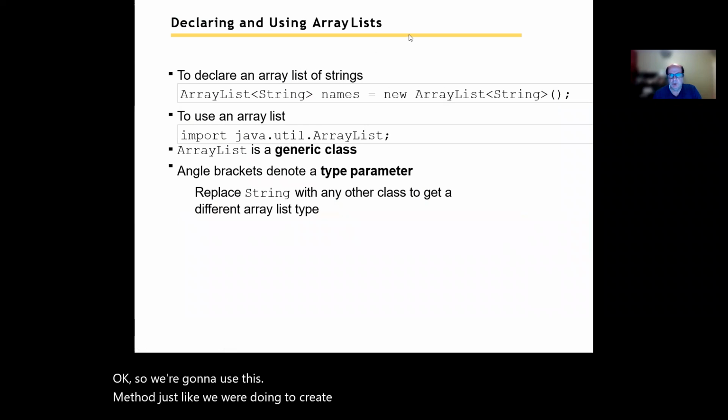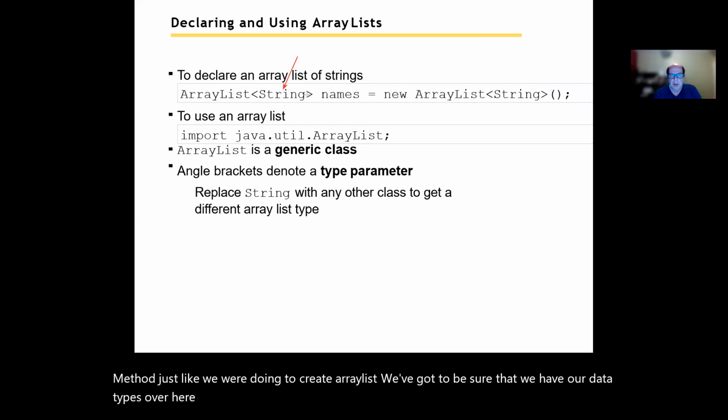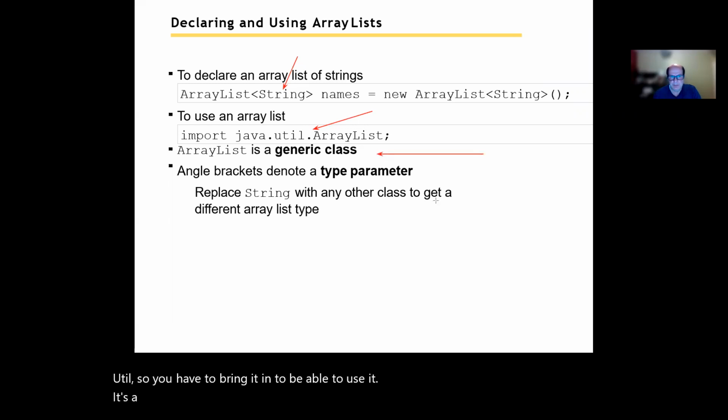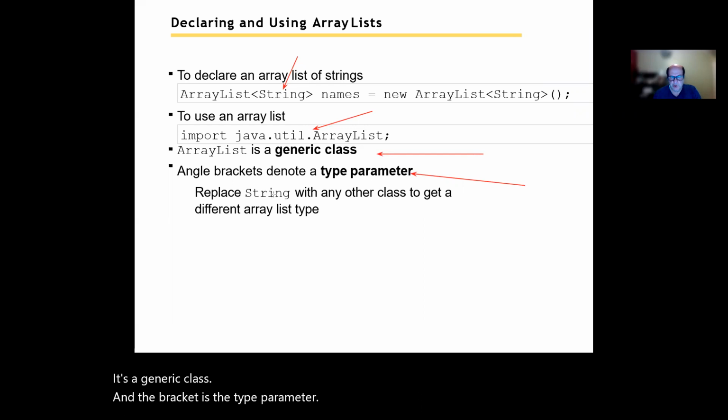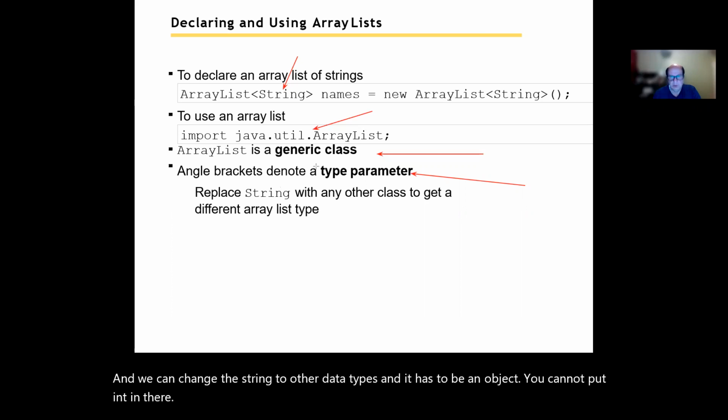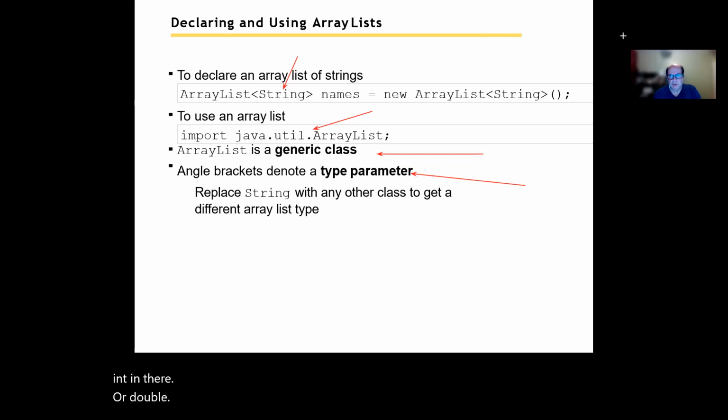Just like we were doing with the array, to create an ArrayList we have to be sure that we have our data type over here. What data type are we going to use? ArrayList is part of java.util, so you have to import it to be able to use it. It's a generic class, and the bracket is the type parameter. We can change the string to other data types, but it has to be an object. You cannot put int or double in there. It has to be an object.